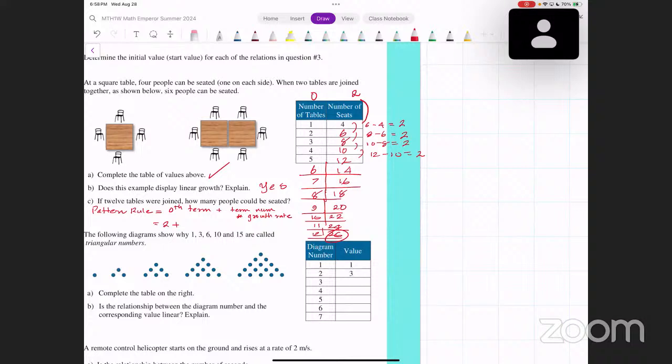The term number here is the number of tables, X. The number of seats is Y. So the term number is X, the growth rate is 2, going by 2 each time, and this is going to be Y. So what is Y equal to? 2X plus 2. Now X is 12. Your answer is right. 26.